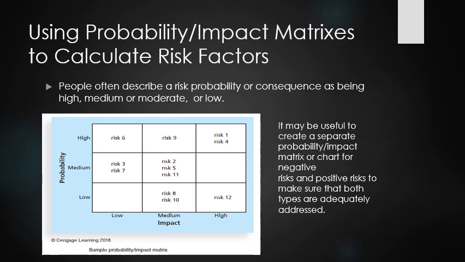It may be useful to create a separate probability impact matrix or chart for negative risk and positive risk to make sure that both types are adequately addressed. Some project teams also collect data on the probability of risk and the negative or positive impact. They could have scope, time, and cost goals. Qualitative risk analysis is normally done quickly, so the project team has to decide which type of report makes sense for its project.